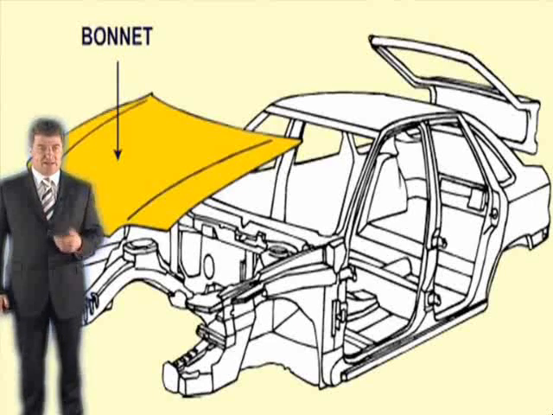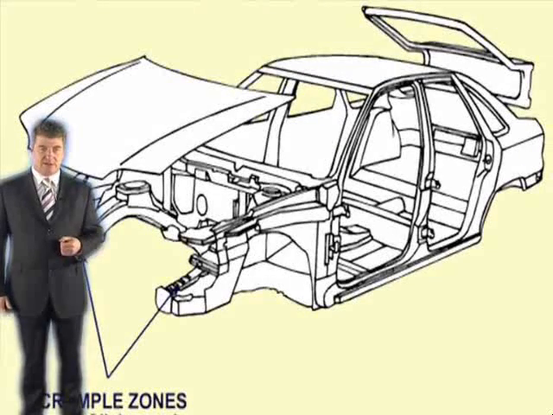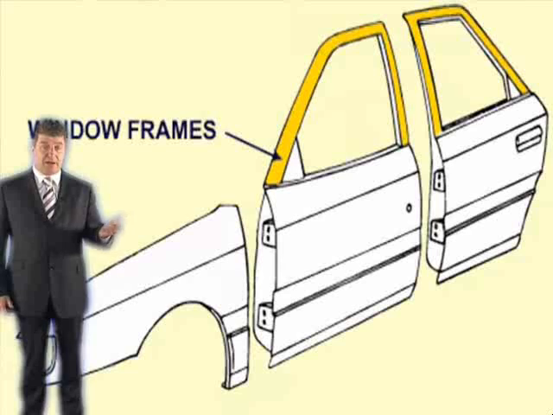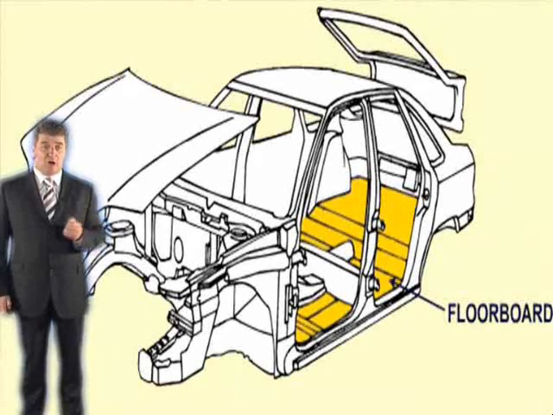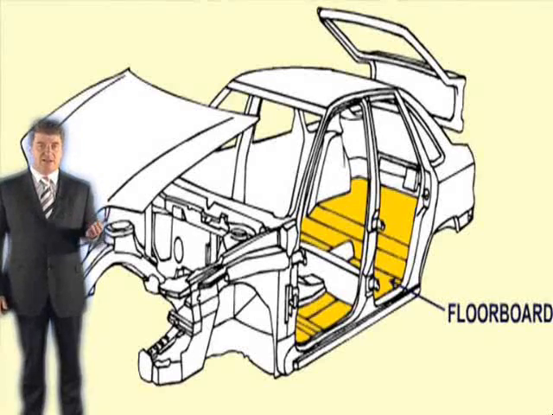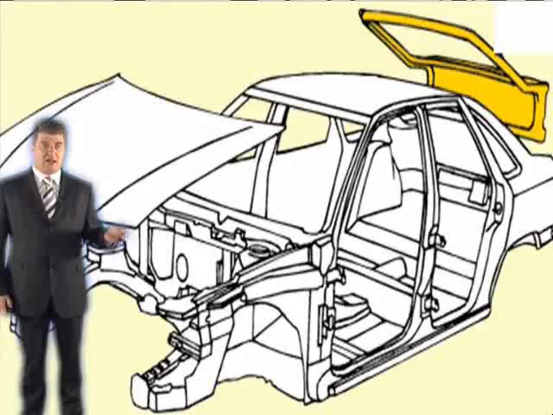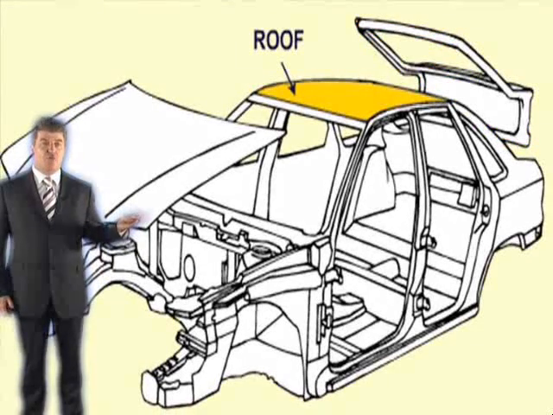This here is the bonnet. So there's the bonnet. These are your crumple zones. So that's the terminology for them, crumple zones. That's your side impact reinforcement. That terminology for that is your window frames, typically straightforward. These are termed to be floorboards. This is your hatchback or your boot lid. That's a tricky one there. Roof.